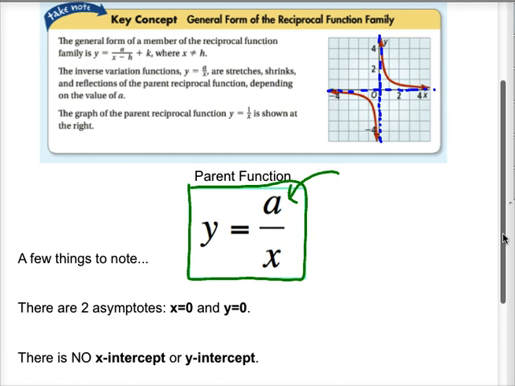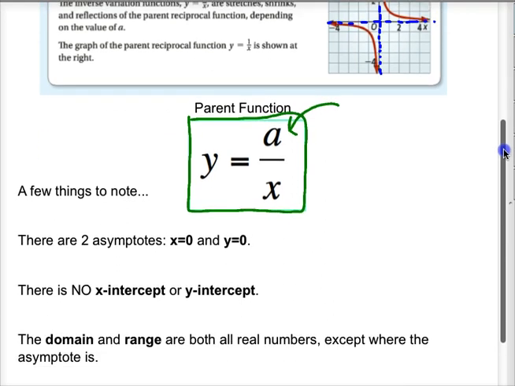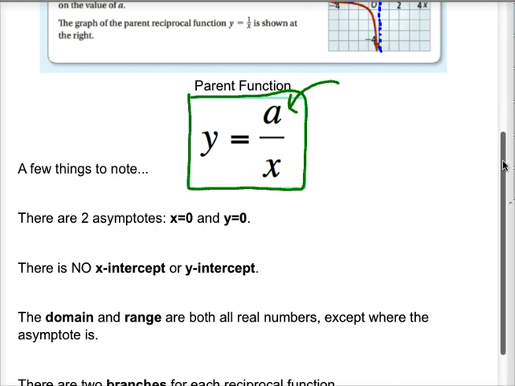Also notice because of that, that also means that this most basic form of the reciprocal function doesn't have any x or y intercept. It doesn't ever touch the x or y axis. The domain and range are both all real numbers except where an asymptote is. So for these most basic ones, that means the range and domain are all real numbers except 0.